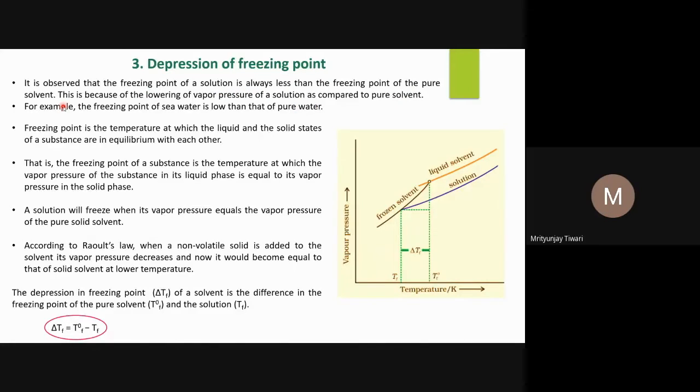This is the experimental value, this is what experimental people have observed. This is because of the lowering of vapor pressure of the solution as compared to the pure solvent. And how the lowering of vapor pressure? Because we have read the lowering of vapor pressure just now. If you add solute, the vapor pressure gets lower. Vapor pressure of the solution is lower than the vapor pressure of the pure solvent. And how this decrease in vapor pressure leads to the depression in the freezing point.